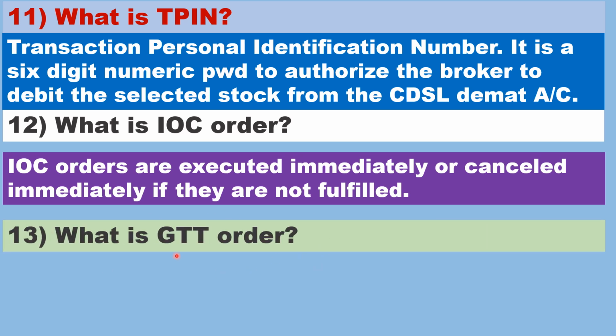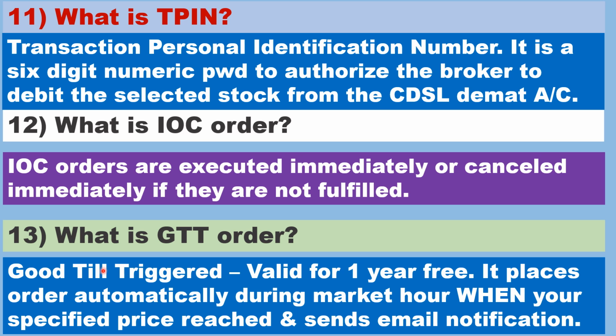What is GTT order? This is very important. Good till trigger. GTT order is placed to buy. This is very good for office goers or those who are busy during market hours. You can give a specified price, that is trigger price. Whenever the stock price reaches this specified price, you buy. For example, the price is 250 rupees. When the stock price reaches 200, it will start buying because you have given the trigger price 200.